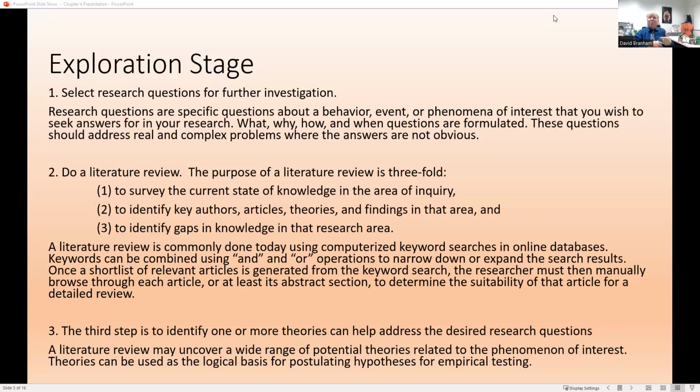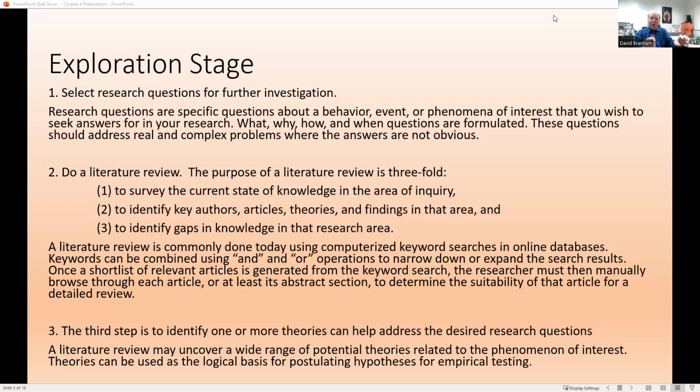A literature review is commonly done today using computerized keyword searches on online databases. For instance, you could do a lot of it on JSTOR. They have a website, university has a subscription to it. You can go through there and find academic articles because the literature review is not going to be magazine articles or newspaper articles. It's going to be literature from academic journals. That's what you're going to focus on.